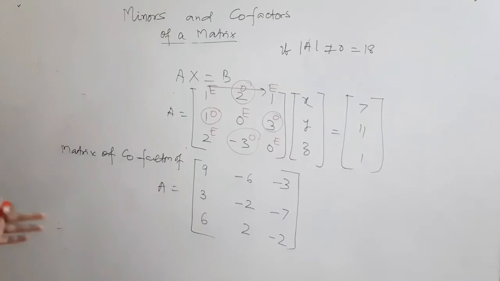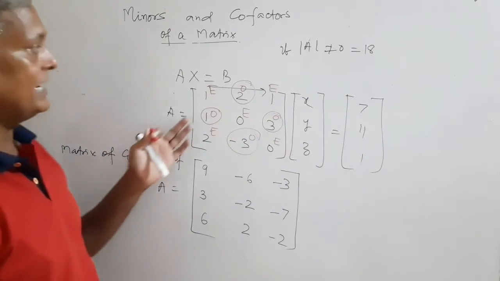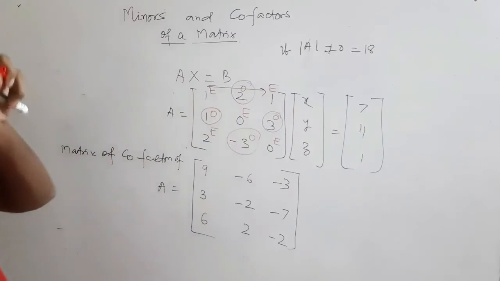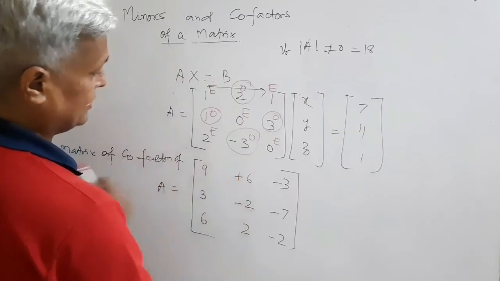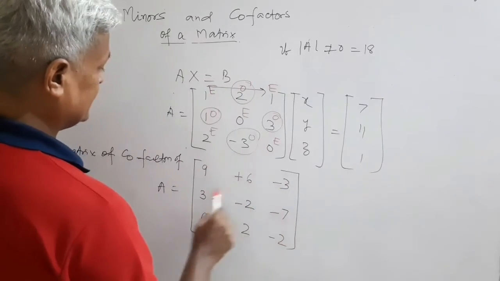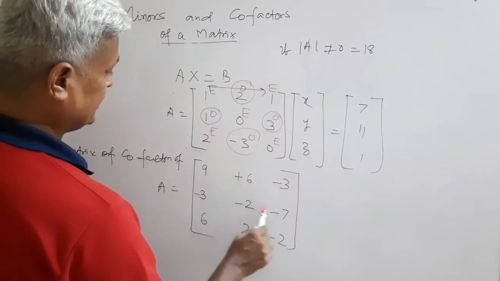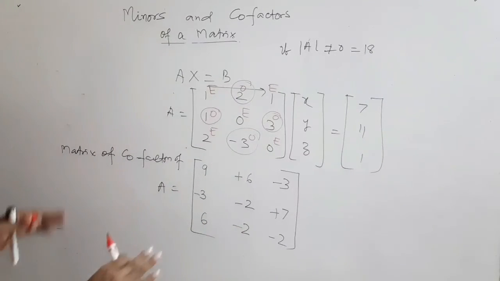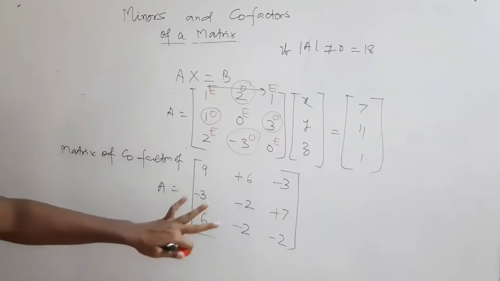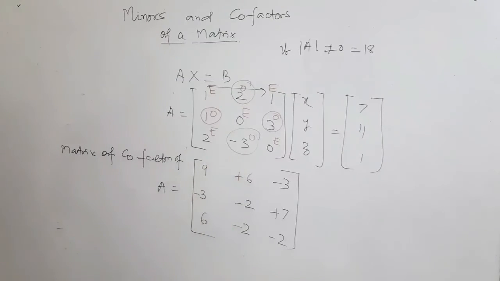So in the case of 3 by 3, it just gives you a pattern that alternately the second element will be negative. So this one will be negative. So already minus 6 becomes plus 6. No change, negative. No change, change. No change, change. So this is the matrix of cofactors of A with the proper value sign.